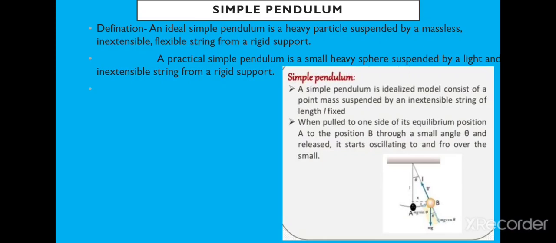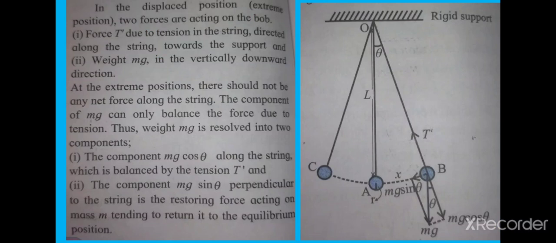A simple pendulum is an idealized model consisting of a point mass suspended by an inextensible string of fixed length. When pulled to one side of its equilibrium position A to the position B through a small angle theta and released, it starts oscillating to and fro over a small distance. Here one diagram is given.